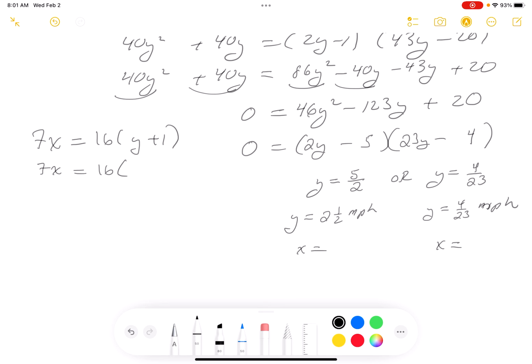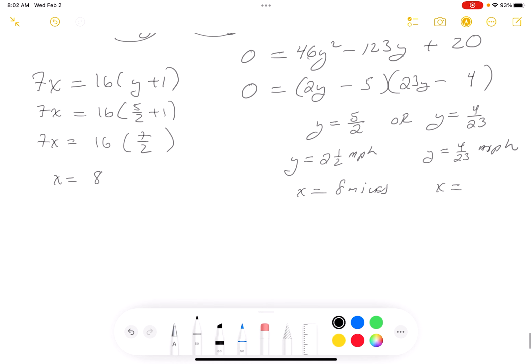I'm going to do 5 halves first because it's easier for me to do. And 5 halves plus 1, let me write that down for you. 7x, 16. And that's going to get 7 halves, right? And x is going to be equal to, oh gee, that looks pretty easy, doesn't it? Just the number 8. And what's that going to be? 8 miles. Reasonable.